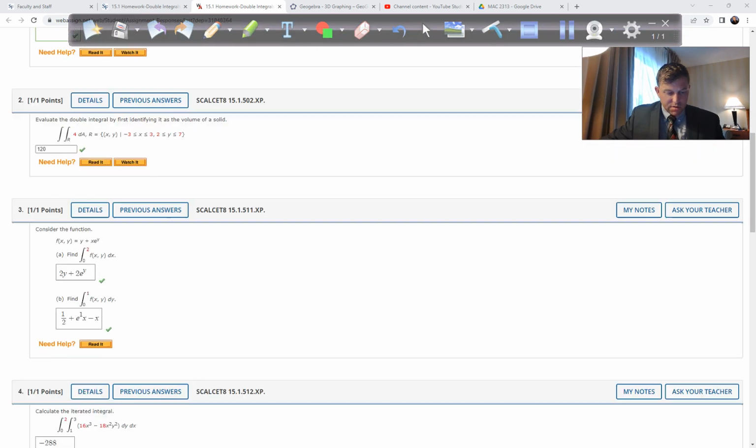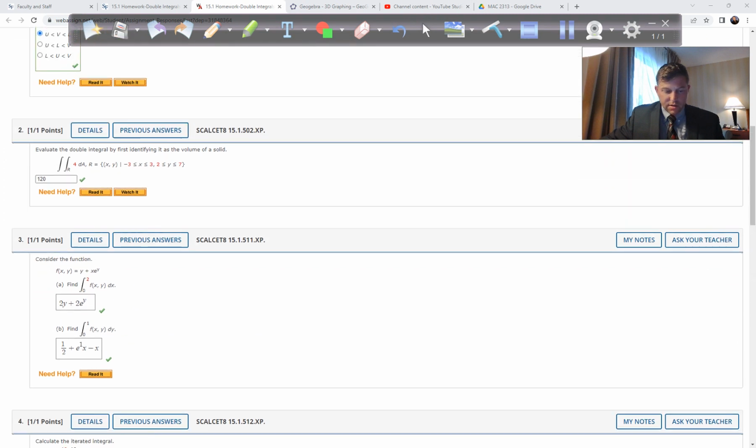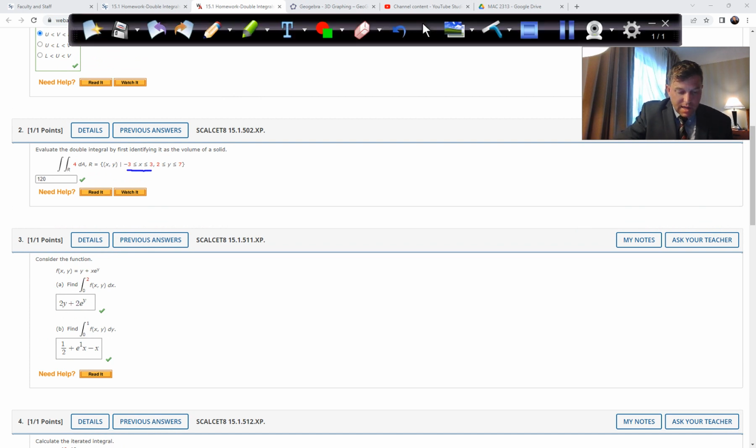Okay, so for problem 2, this is where we'll actually start to do these double integrals. So it gives us a set of x's and a set of y's. And so we're going to have the integral from, we're going to do x and then y first. So the y coordinates are 2, 7. Then the x coordinates are -3, 3 of 4, and dA we're going to write as dx dy.